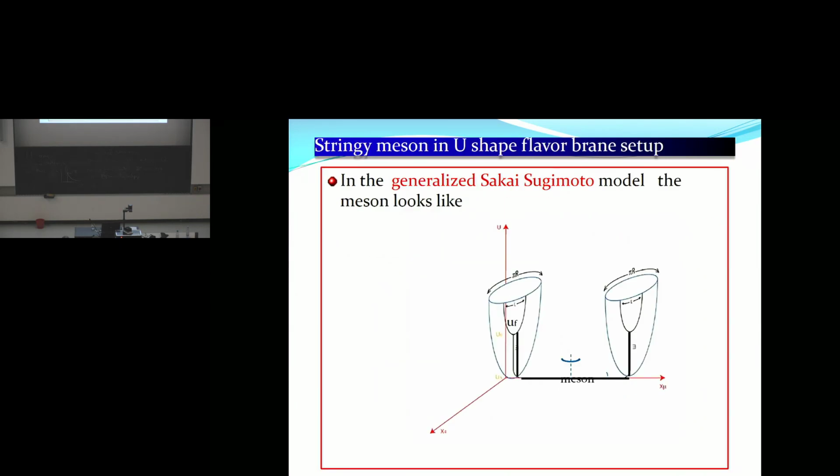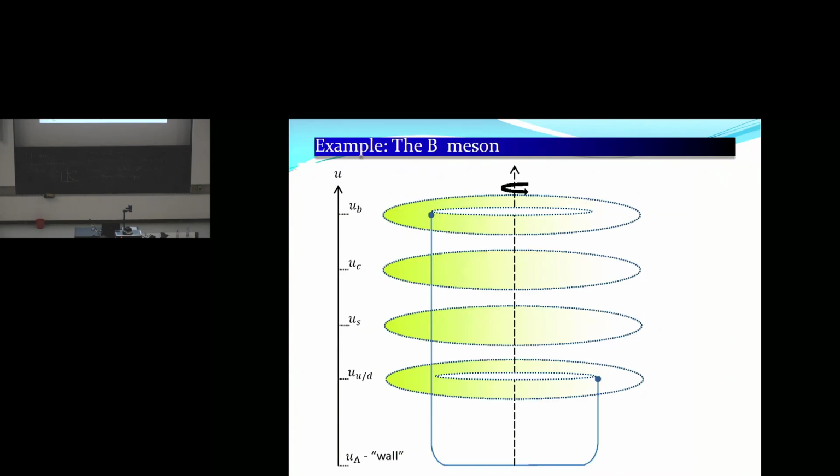For instance, I have some other description of that in the generalized Sakai-Sugimoto model. It will again be a string that starts from this U-shape D8 brane at two points, and it rotates. Or another cartoon is of a B-meson. A B-meson is a string that starts from the flavor brane of a bottom and then ends up at a flavor brane.